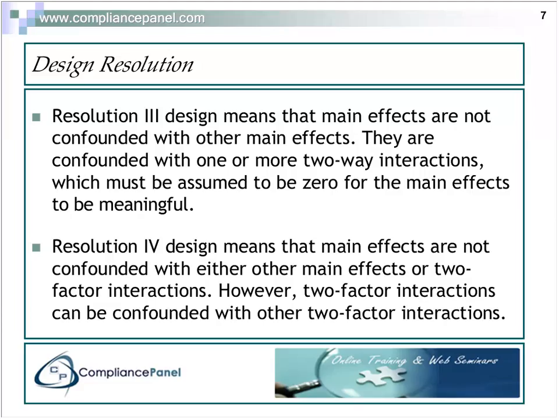But what is the penalty we pay for a resolution 3 design? In that case, one or more of the two-way interactions has to be assumed to be 0, because the two-way interactions are actually confounded with main effects. That means that when I say that factor A is significant, that the low level is statistically different than the high level, in order for me to assume that it is just due to factor A, I must assume that any of the interactions are not significant. And that is a big assumption.